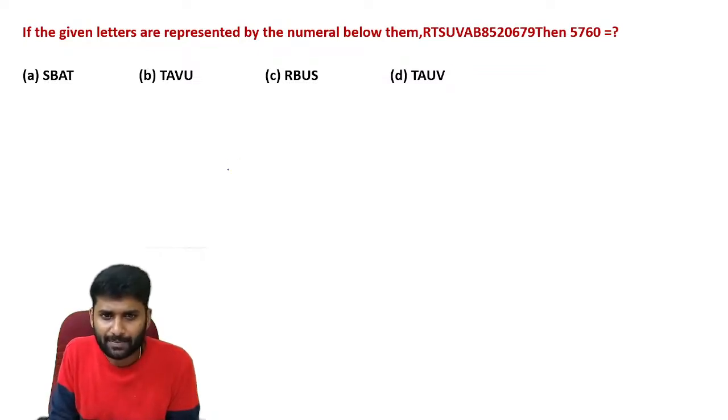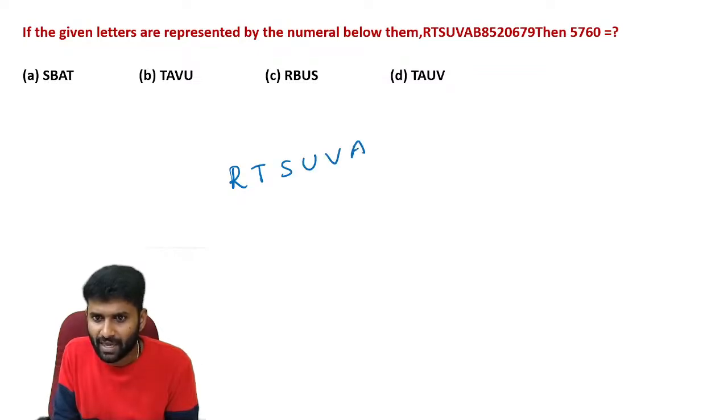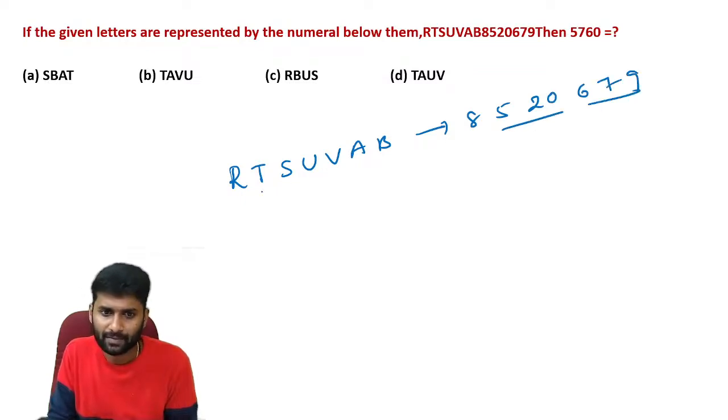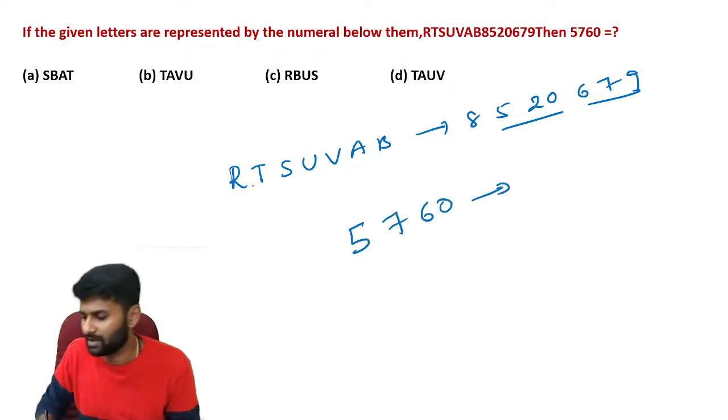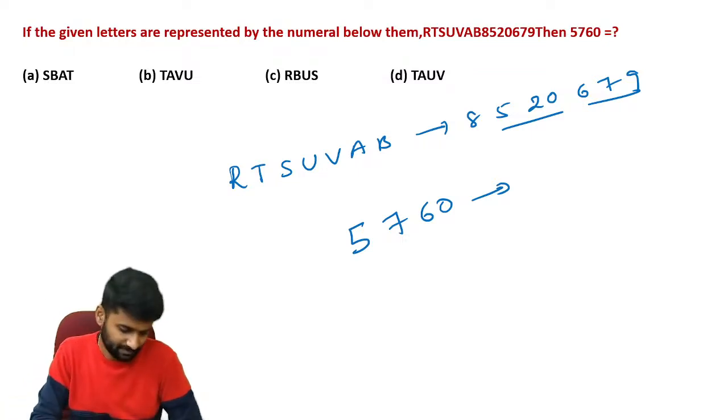In a given set, letters are represented by the numerals below them. R T S U V A P is 8520679. Then 5760 is represented by which of the four letters? Answer this question.